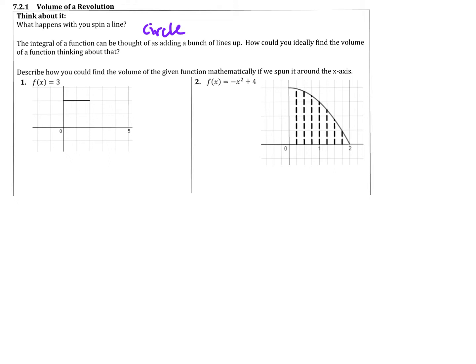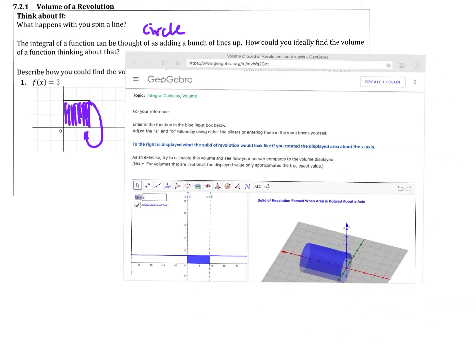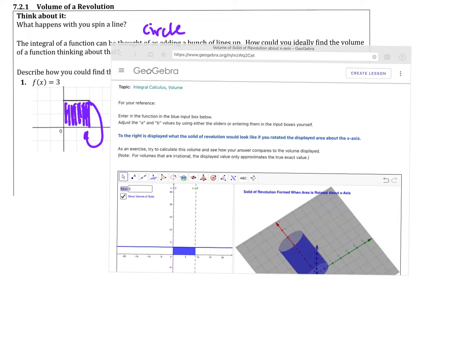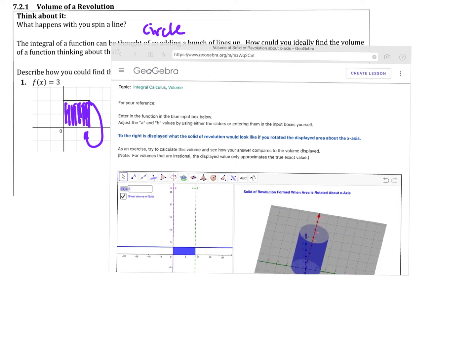If I spin anything around in a circle, I'm going to have a circle. But what we've talked about is that integration is the area under the curve. So what if I created this area and I spun this area around? What would that look like? Well, my three-dimensional drawing skills are lacking, so I'm going to pull in a visual for you. This is that same curve, f of x equals 3, and if I spun it around, I'm going to get a bunch of circles. If I filled in all of those circles, I would get what looks like a cylinder or a disc.